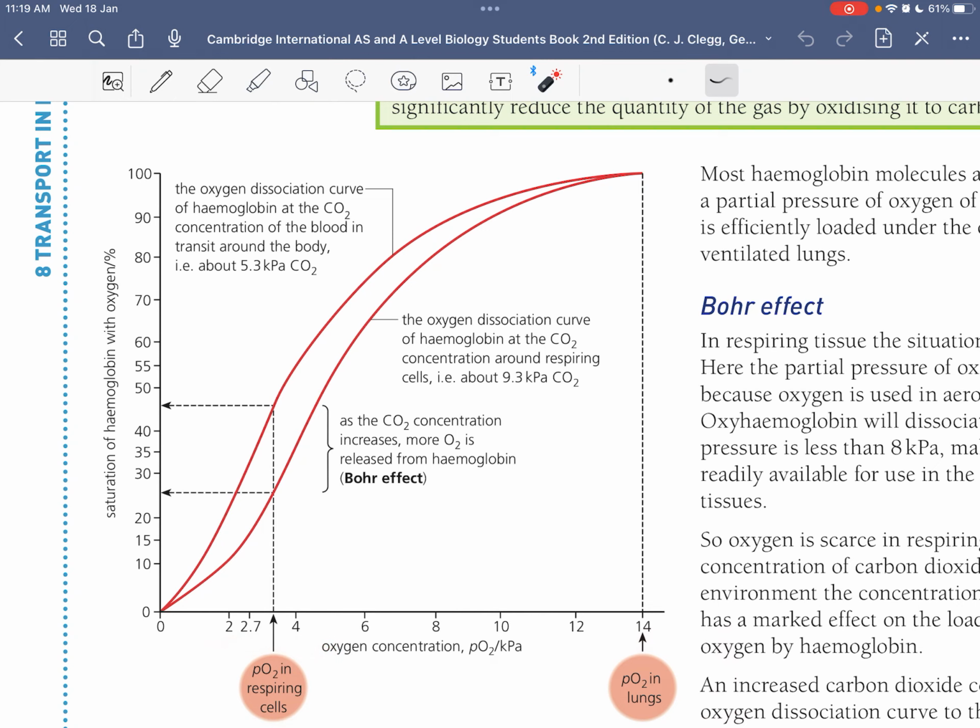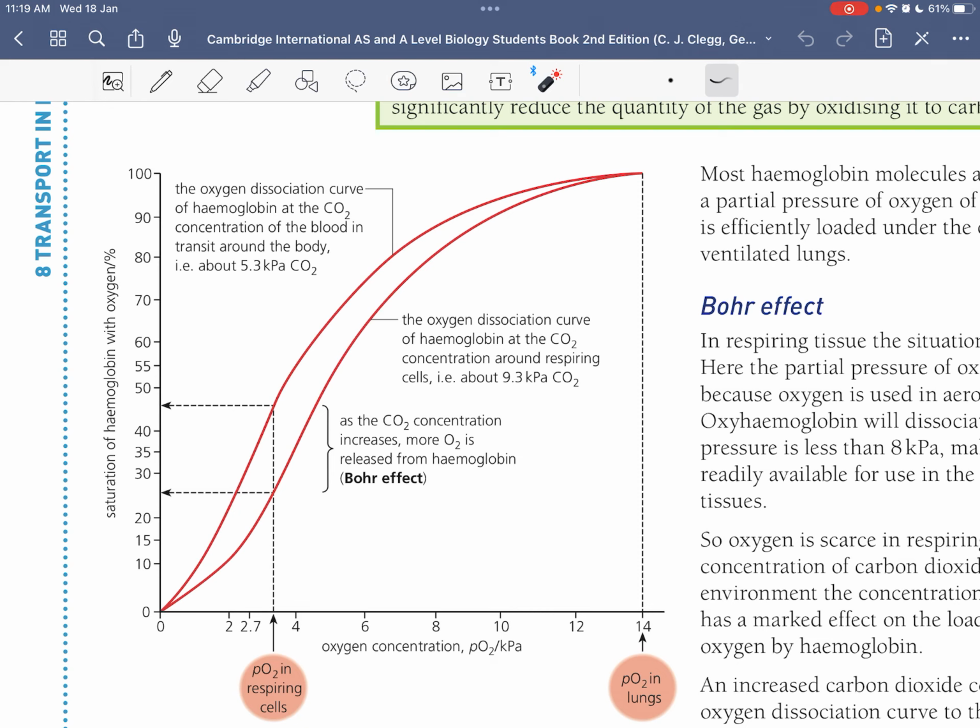So as we are moving from the respiring cells, when I say we are moving, actually what I mean is blood is moving, as the blood is moving from the respiring cells to the lungs, you can see how the concentration of oxygen gas increases. We've discussed in class that we define partial pressure of oxygen as the measure of the concentration of the oxygen gas.